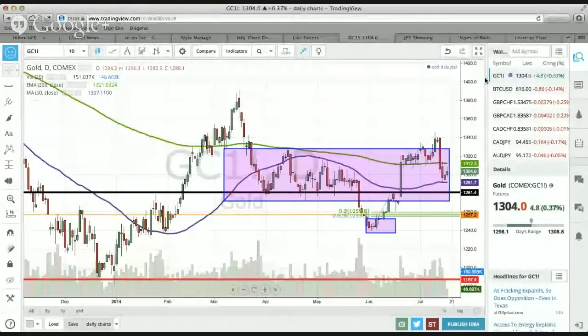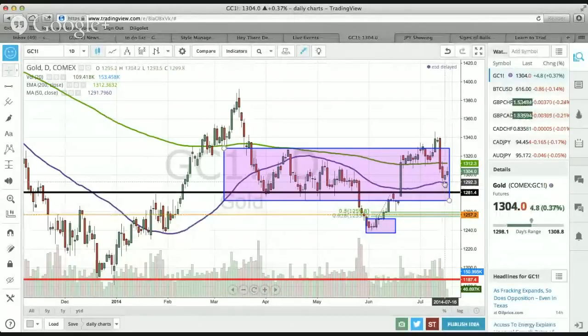Okay, right now on the screen we have a chart of gold. So gold did successfully defend the 50 simple moving average, bounced off 1292 yesterday. So now we are between the 50 simple moving average and the 200 exponential moving average. Long term, I still favor accumulating, or on a multi-year basis, I think we'll go past the 2011 highs.